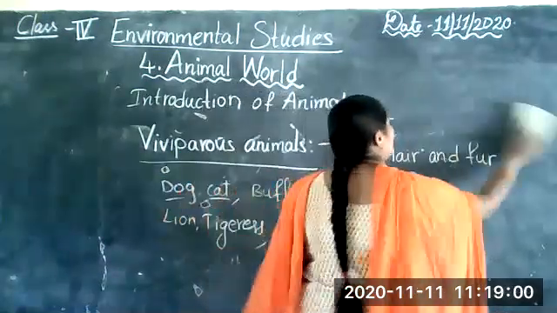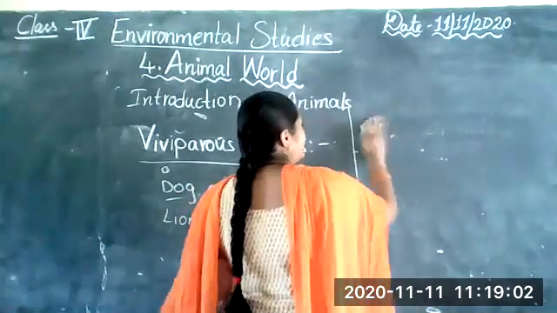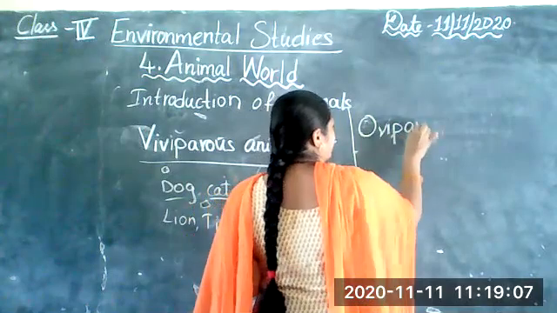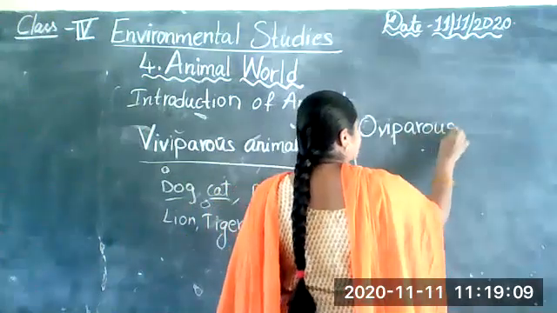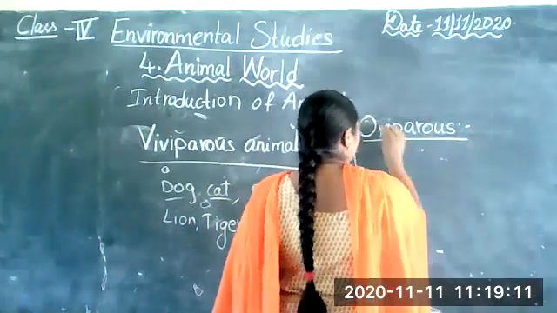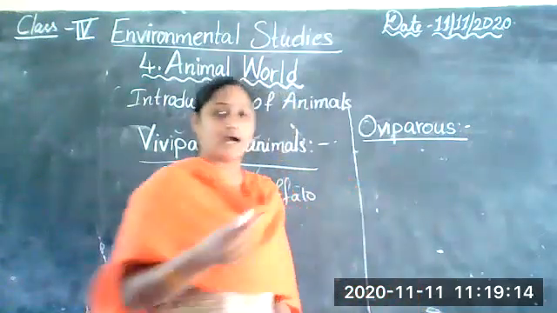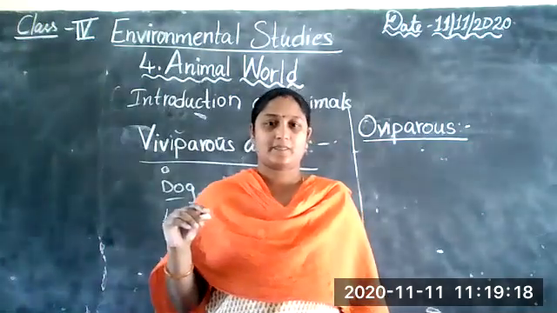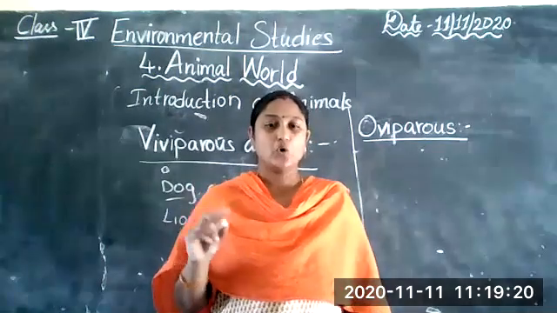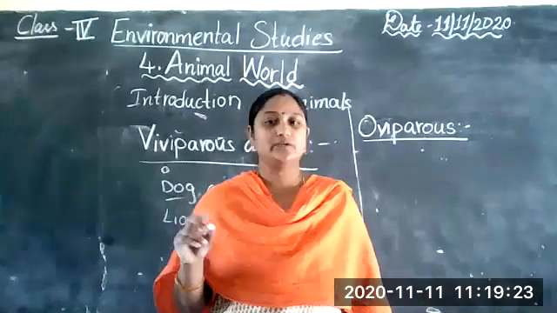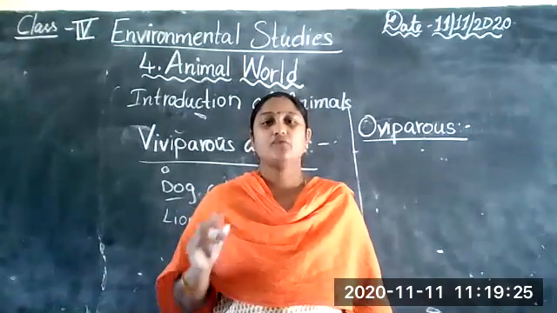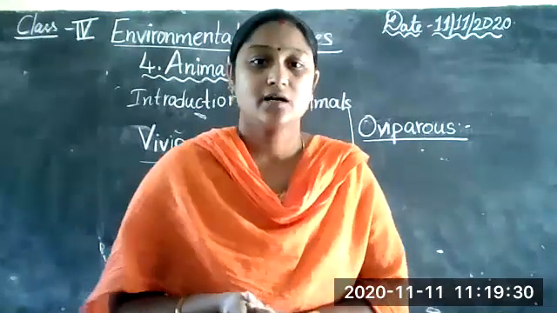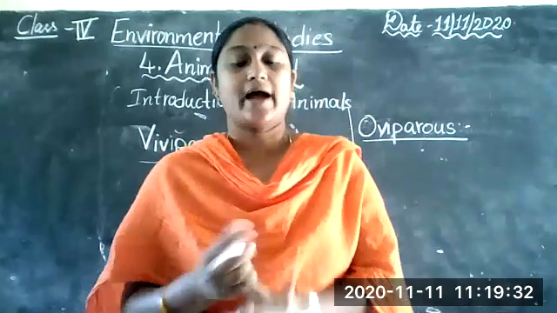Here I am explaining oviparous animals. Once read the spelling with me. O-V-I-P-A-R-O-U-S. Oviparous. Oviparous animals. Okay, children. Oviparous animals mean these animals lay eggs and incubate.